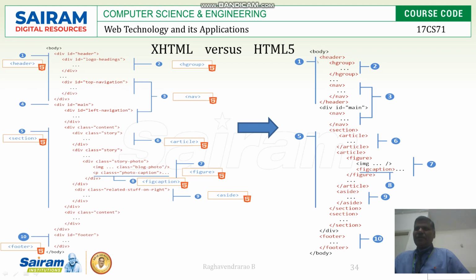Now you see here, there is a header tag, but in the case of this one there is no header tag. In XHTML there is no header tag, but in HTML5 the header tag is there. The same header is written in another manner here. Now you see div id header. Under this we have written the header, but here we can directly write it. Header group is there, and under that header group, navigation is there. These functionalities are directly available.